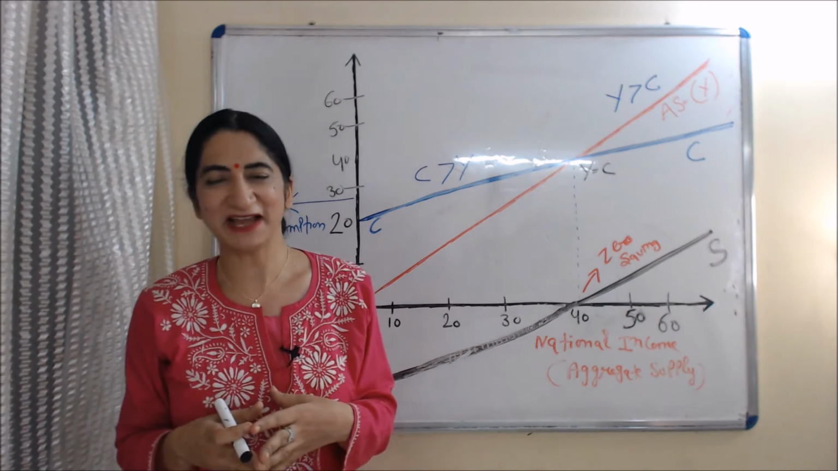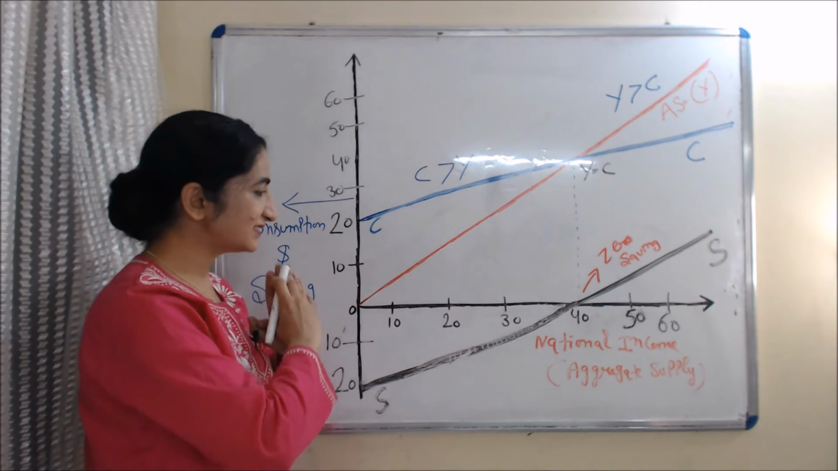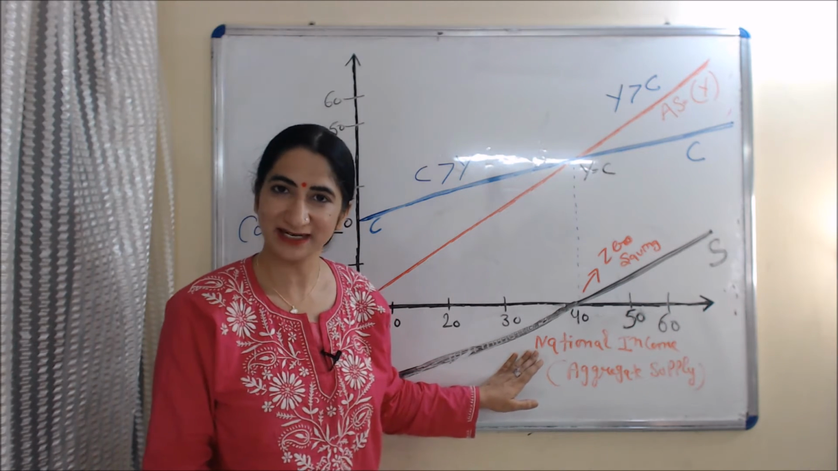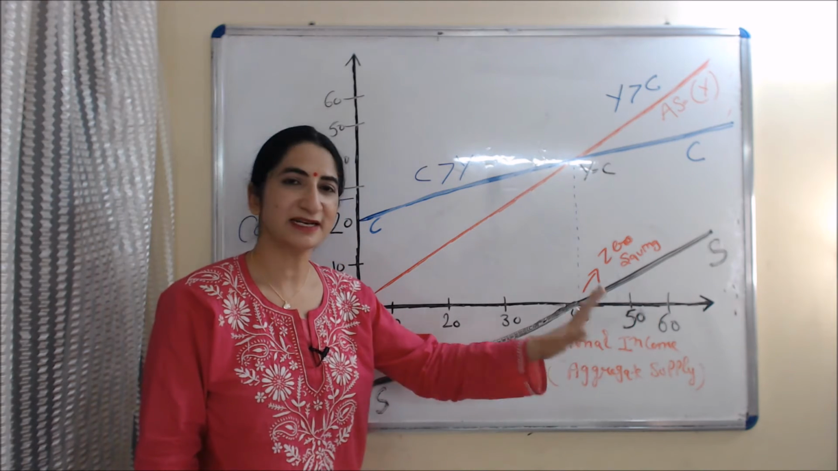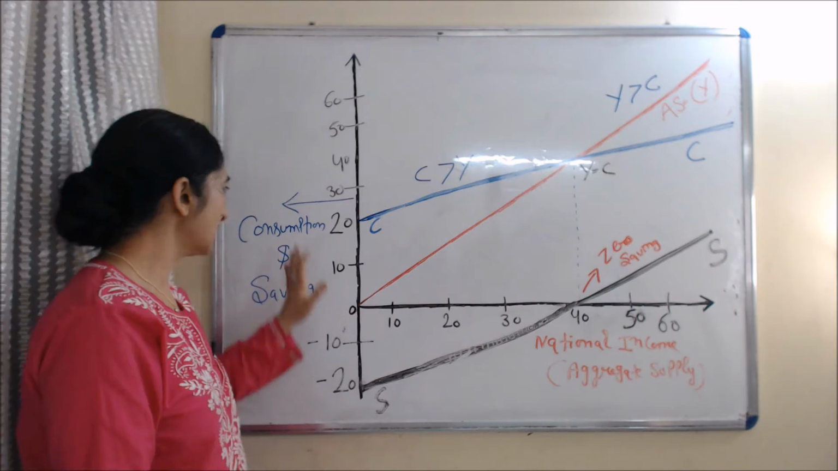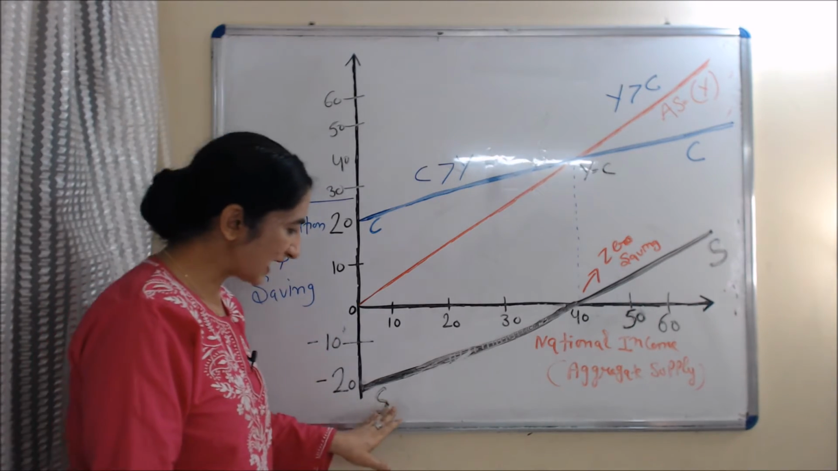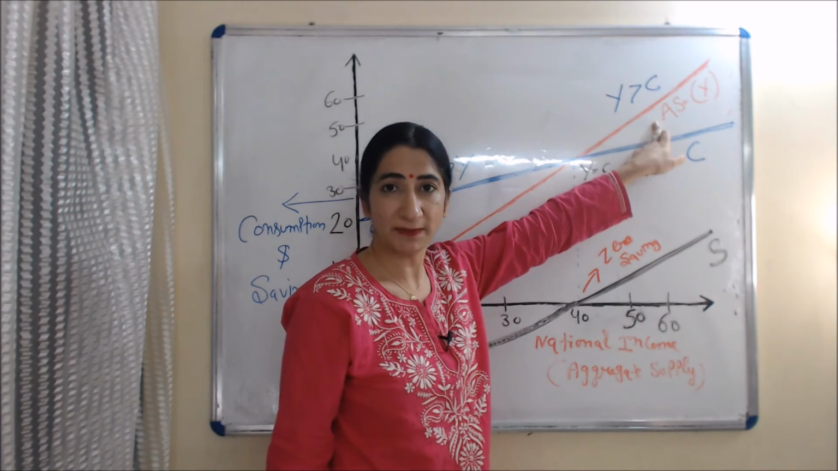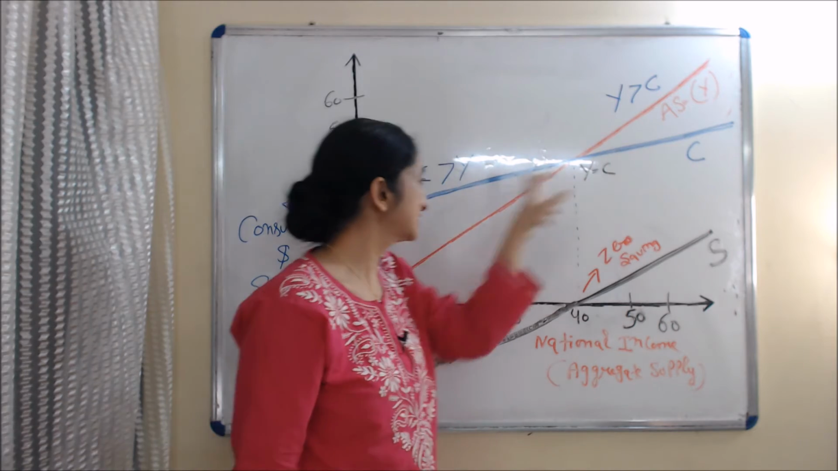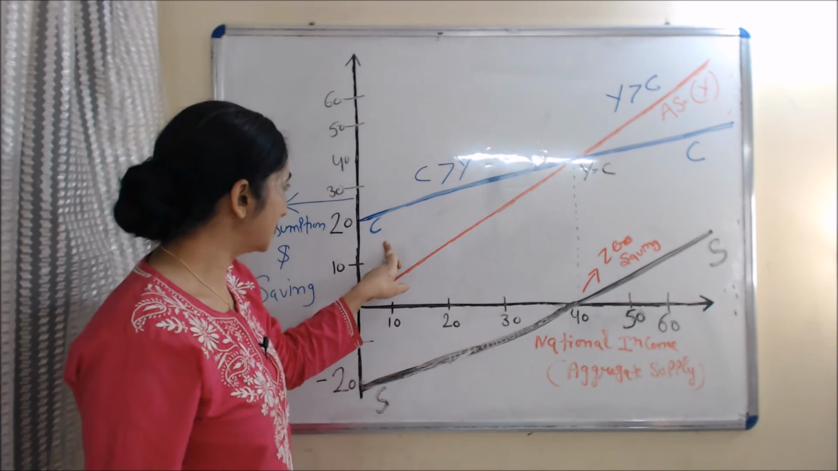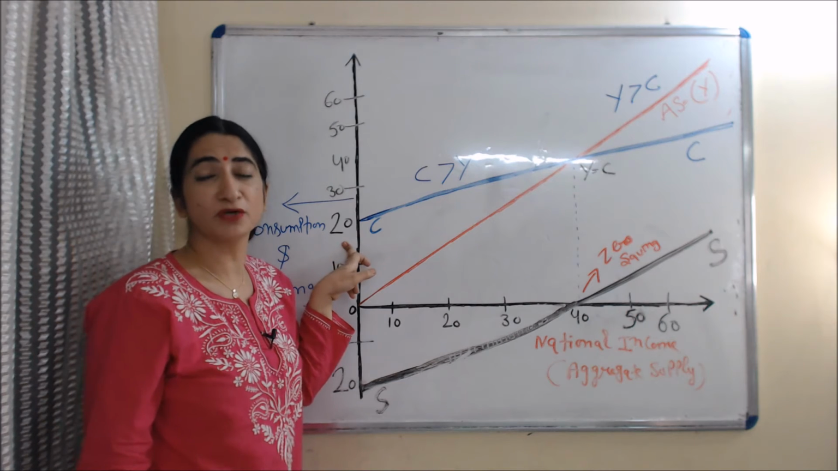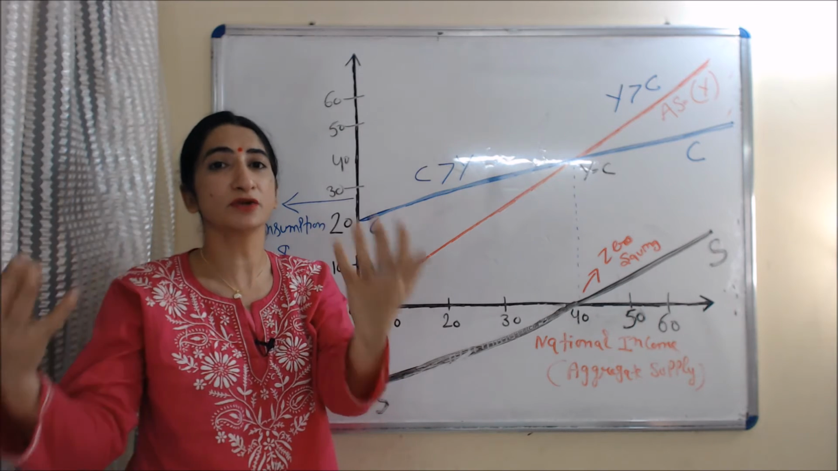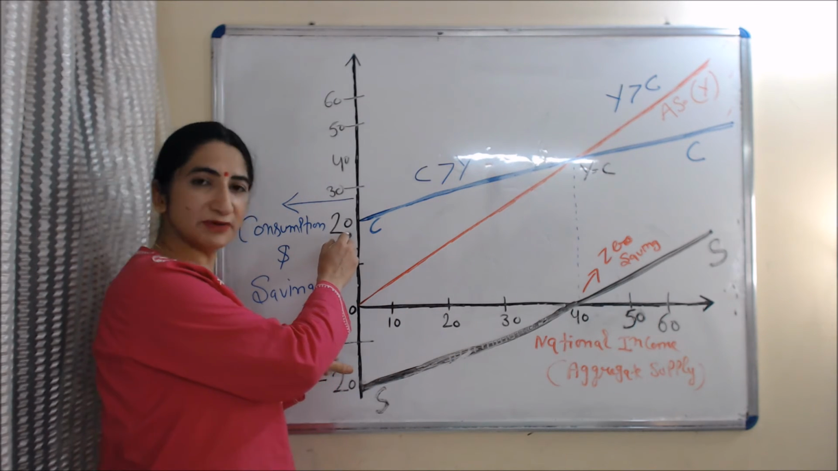Now we will understand each and everything with the help of this diagram. In this diagram, on the x-axis we have national income, or we can say aggregate supply, as we all know aggregate supply and national income are equal to each other. On the y-axis we have consumption and saving. This black SS curve is our saving curve. This red AS curve is our aggregate supply curve, which is equal to income. This CC is our consumption curve, and you can see our consumption starts from 20, not from 0, because our consumption cannot be 0. For survival we need to consume something. That's why at 0 income we have 20 consumption.